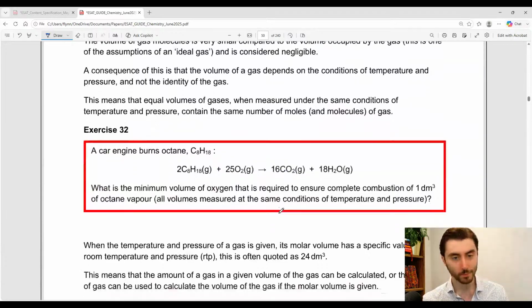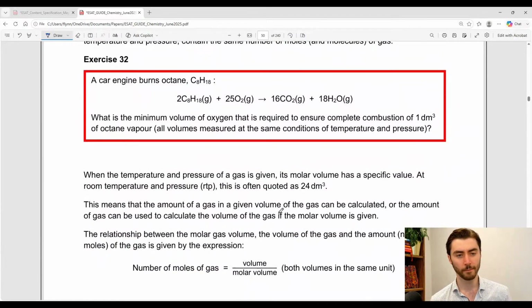Cool. What's the minimum volume of oxygen that's required to ensure complete combustion of 1 decimeter cubed octane? Now, because the number of moles is just V over 24 if you're working in decimeters cubed, or V over 24,000 if you're working in centimeters cubed, it's just a scale factor, so we can basically use volume as an equivalent measure for moles. So if we have 1 decimeter cubed of octane, what's the minimum volume of oxygen?